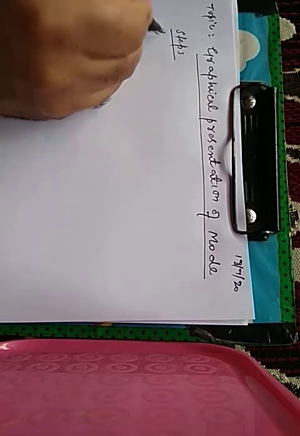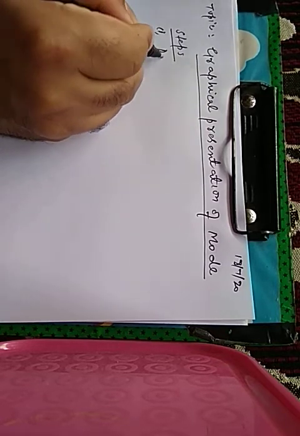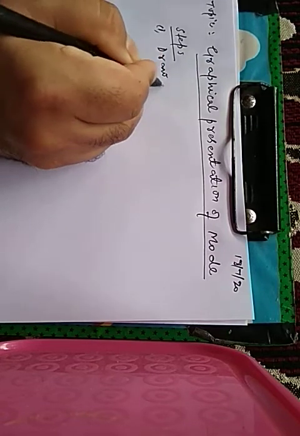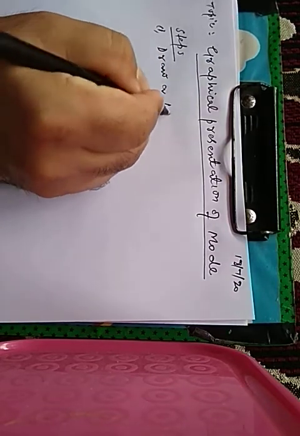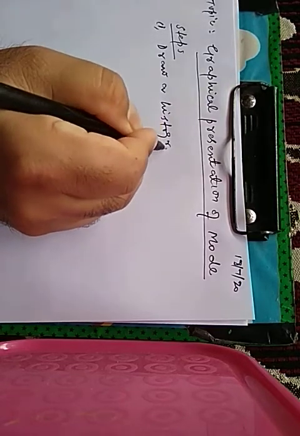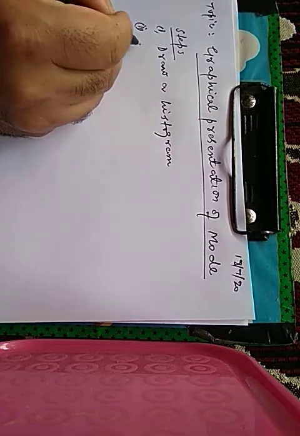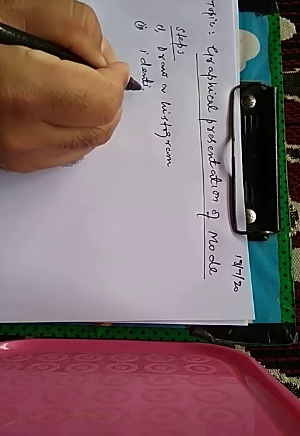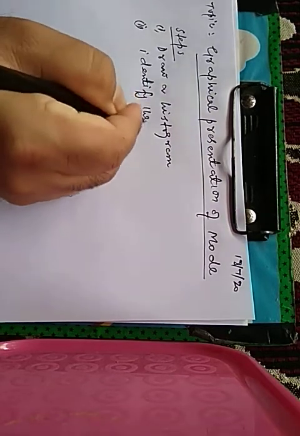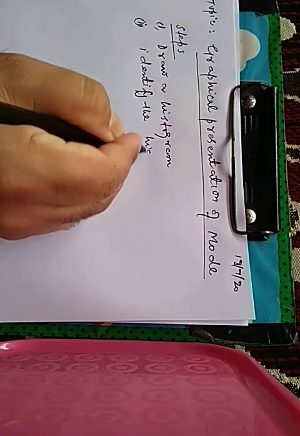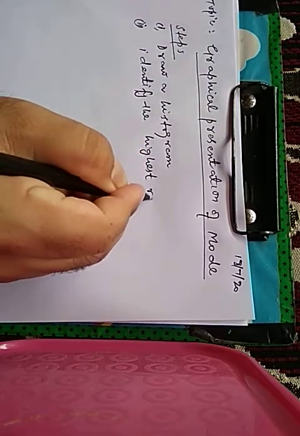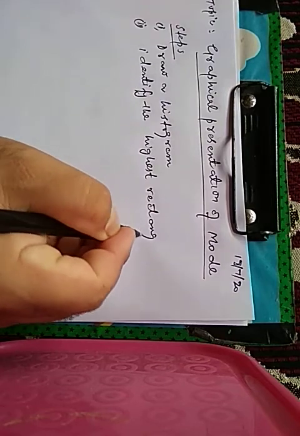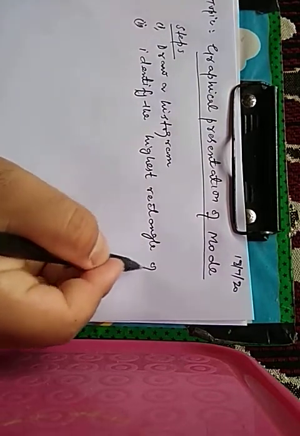Number 1 step is to draw a histogram of a given data. Number second step is to identify the highest rectangle of a histogram.